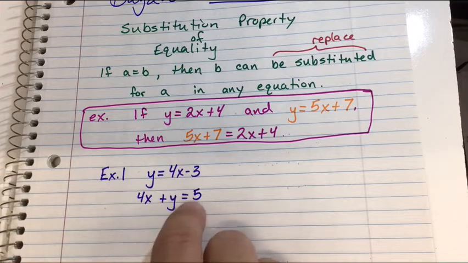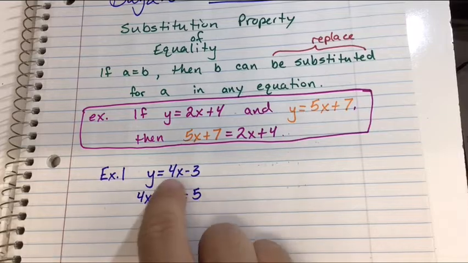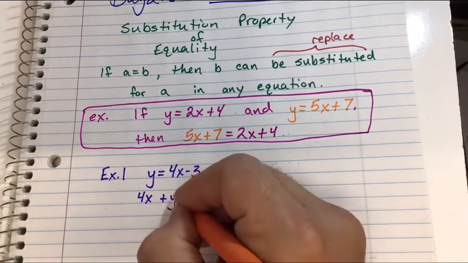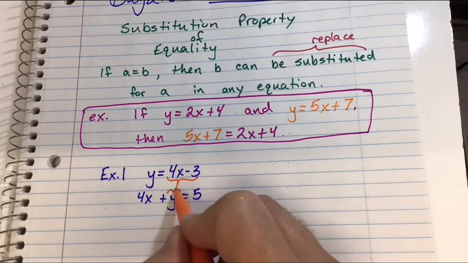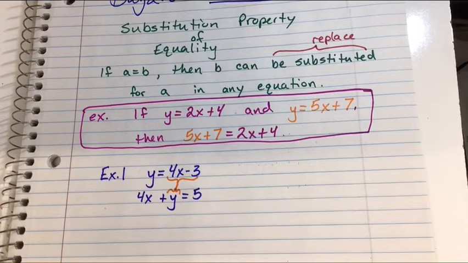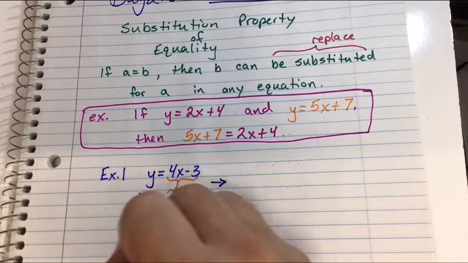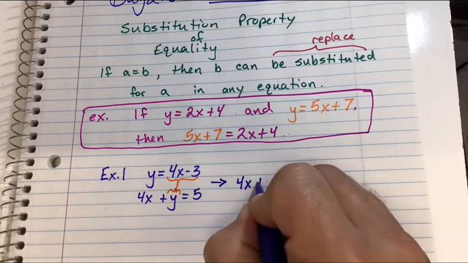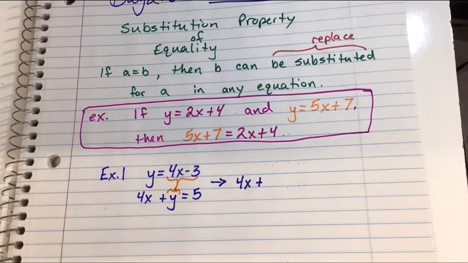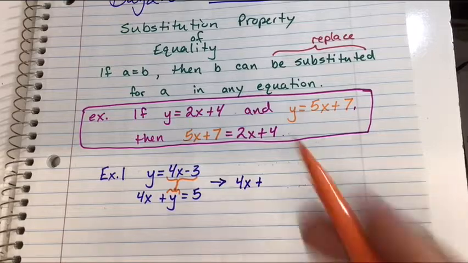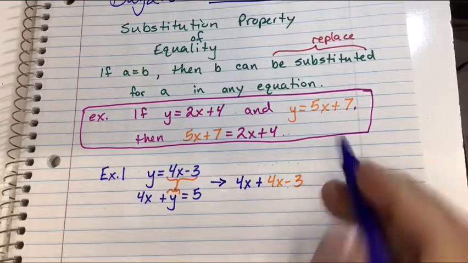Rather than trying to graph these to solve them like we did in the last lesson, we're going to use substitution. And so we're going to replace this value of y with this expression that also equals y. We're just going to switch those out. So my new equation looks like this. I'm going to rewrite this bottom equation as 4x plus, but instead of plus the letter y, I'm going to replace it with this 4x minus 3. And then finish writing this bottom equation equals 5.